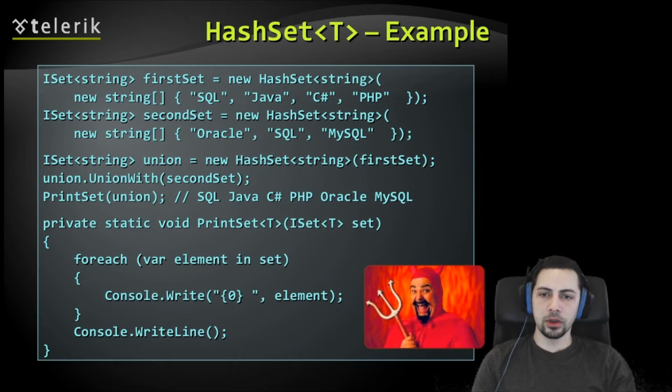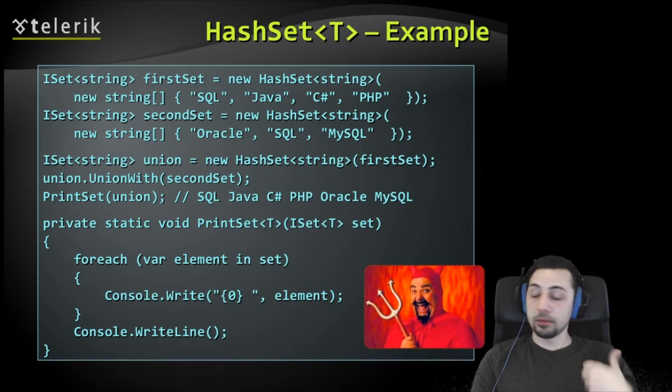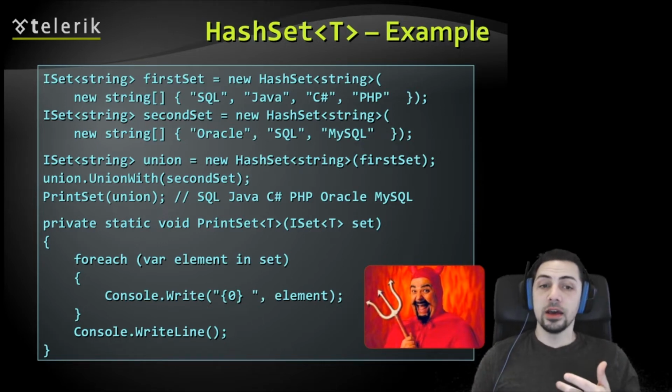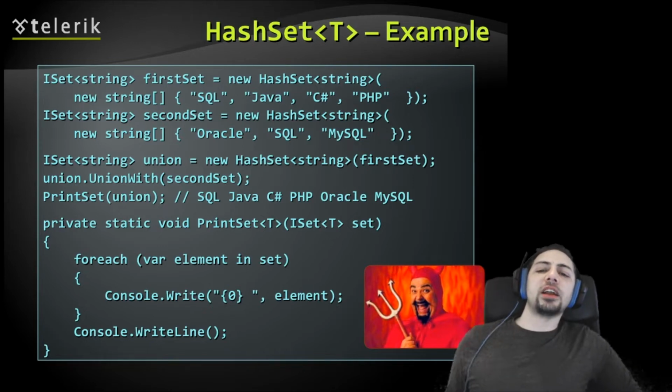So what we're going to do, we're going to create 3 sets. First set is a bunch of languages, SQL, Java, C#, and PHP. The second set is Oracle, SQL, and MySQL. So those are just a hash set of strings.